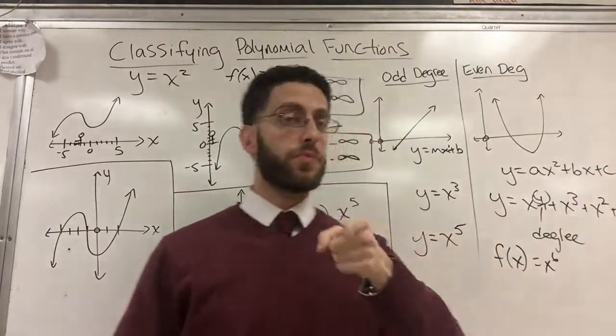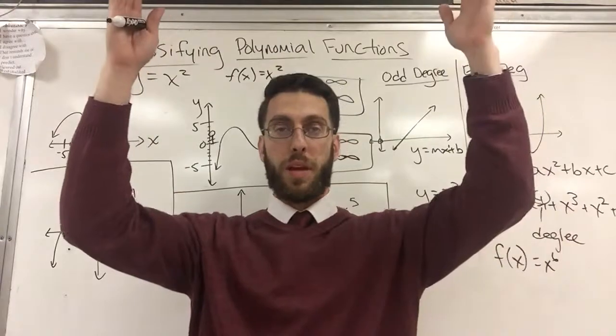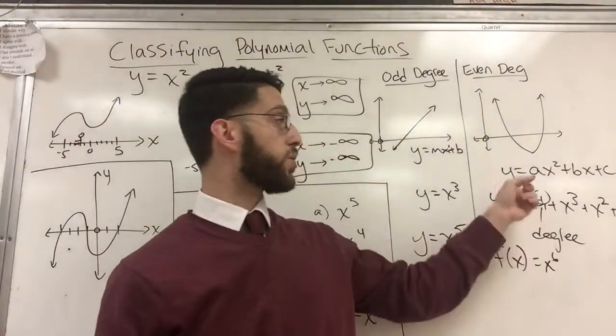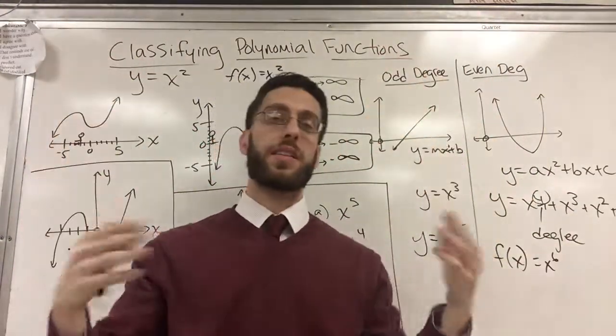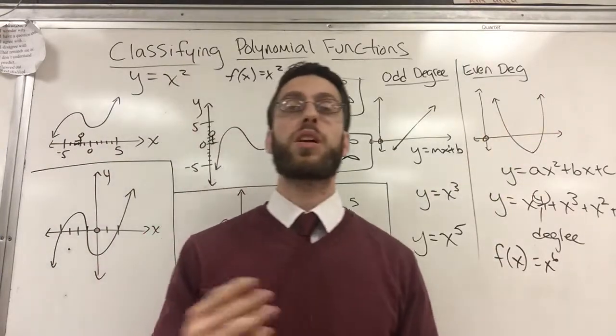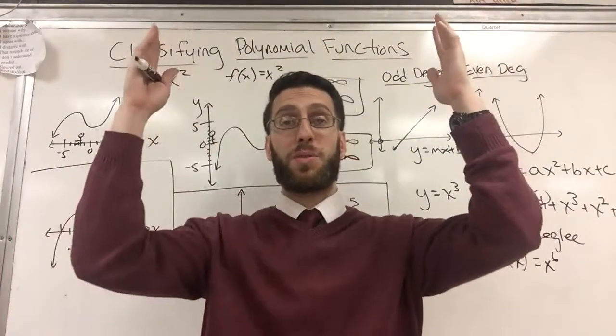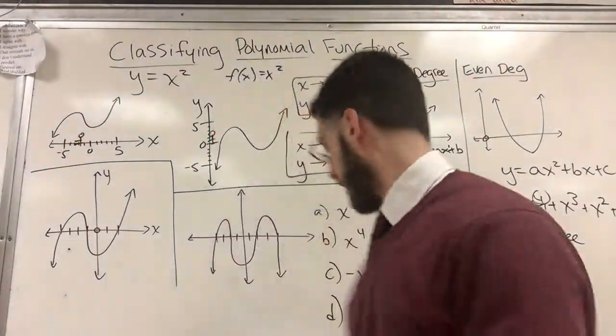All right? What about even? Your favorite x squared was up and back up. Guess what x to the fourth would look like? Up and back up. X to the sixth. Any even would all be up and back up. All right? So that's how you can classify if you're looking at an odd or an even. Odd would look like this. Even would look like this. Simple as that. All right?